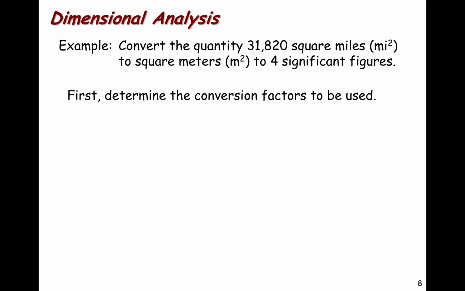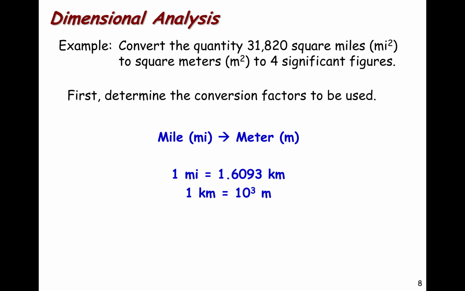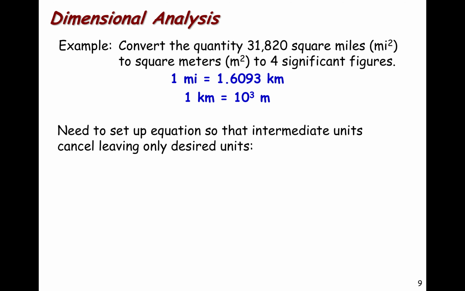We first have to determine our conversion factors. We may or may not know a direct conversion from the miles, square miles, to the square meters, but we can go through several steps perhaps to get there. In this case, we want to go from miles to meters. We know that a given is 1 mile is equal to 1.6093 kilometers. I would not expect you to memorize that. That would be a given for you. But you should know that 1 kilometer is the same as 10 to the 3rd meters.